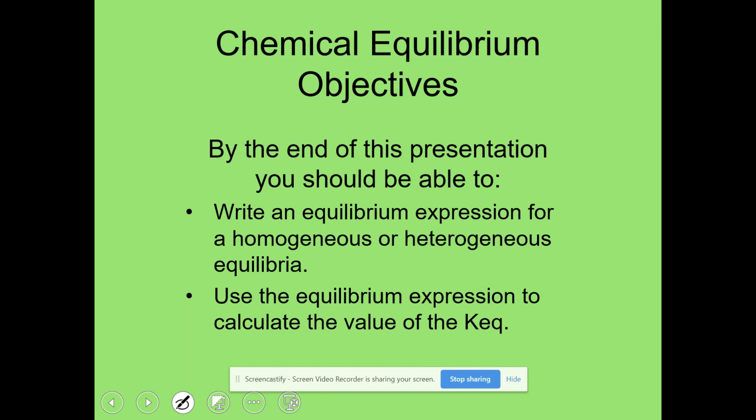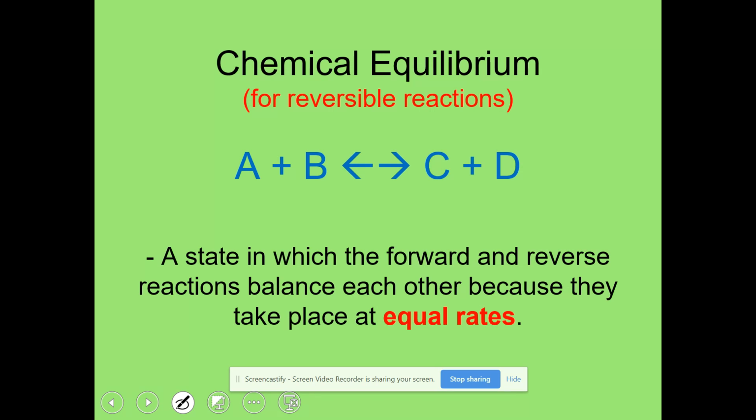But by the end of this presentation, you should definitely be able to write an equilibrium expression for a homogeneous or a heterogeneous equilibria. And you should be able to use the equilibrium expression to calculate the value of what's called the KEQ. So at the end of the presentation, you should be able to do those two things.